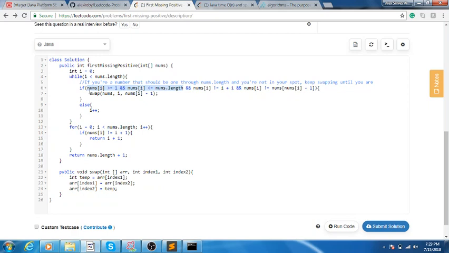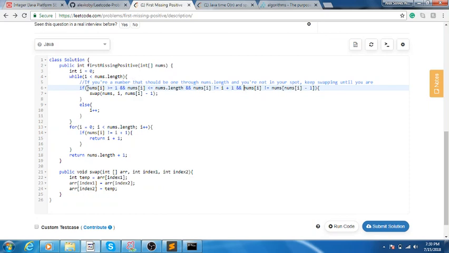And then we also check if the number there is supposed to go where it is. So if num sub I, say I is 0, is equal to 0 plus 1, so 1, that would mean the 0th element has a 1 in it. Well, that's where it's supposed to go, so we don't want to do anything.